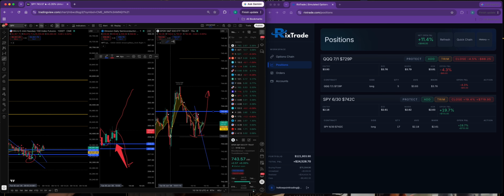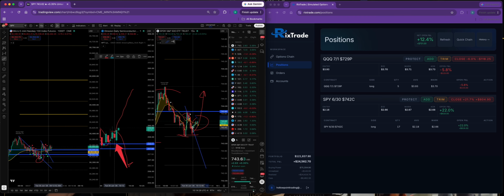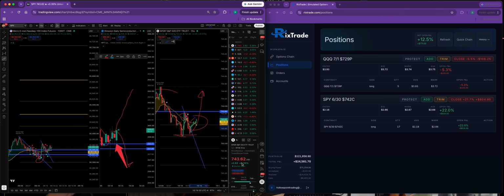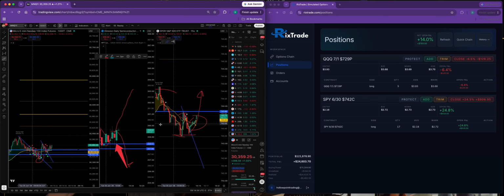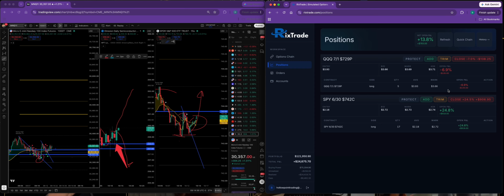Again, my overall price target for the day is 745. Are we going to get there? I don't know. SPY is only up 0.36. QQQ is up 1% here, so that's why I grab puts. If SPY falls, QQQ is going to fall. These should offset a majority of what's here.